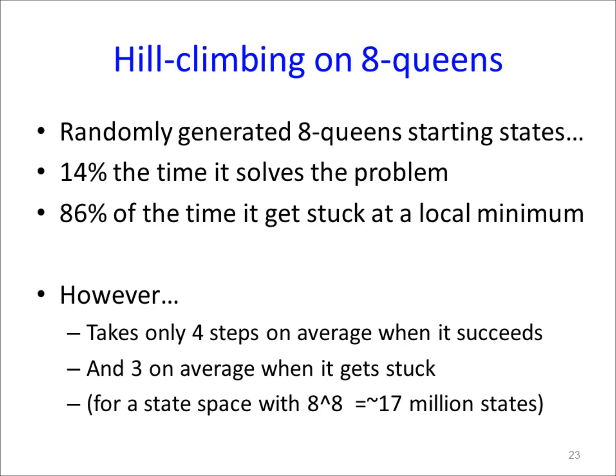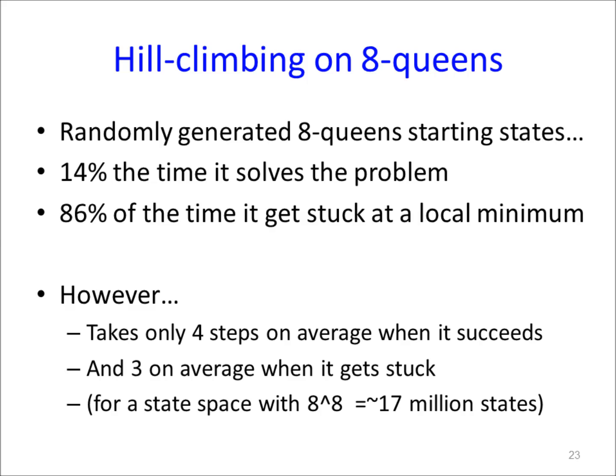So here's an example. 8 queens. Randomly generated 8 queens starting states. Okay, so starting state is important. If I randomly generate a starting state, then it solves the problem 14% of the time. One would think, bad, if it only solves the problem 14% of the time, why bother? Run it 5 times. Wait, again, you're running ahead of everybody. Maybe everybody is with you and I'm only the slower one.